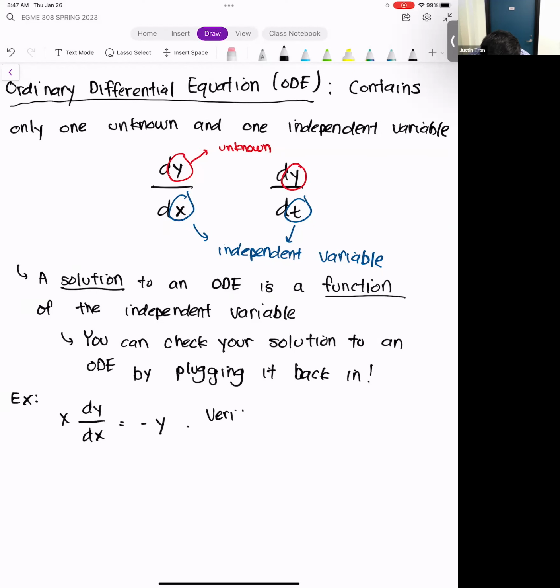All right, let's say that we have this ODE, and I've given you the solution. Let's say I tell you that the solution y of x is equal to 3 over x. What we want to check is whether that 3 over x really is a solution to this ODE.